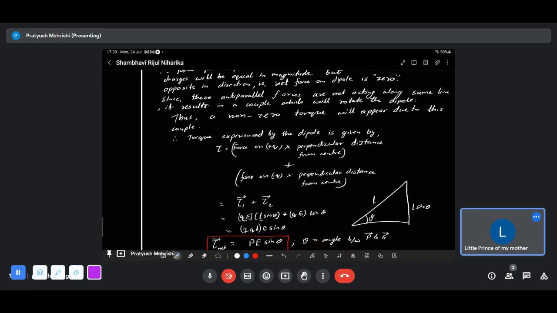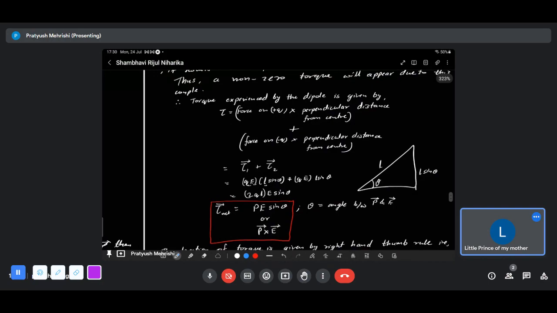Yes, sir. Understood, sir. Okay. So force on either charge, any one charge, multiplied by perpendicular distance from the center. Similarly, force on minus q is same, perpendicular distance from the center. So both of the torques will be directly added.